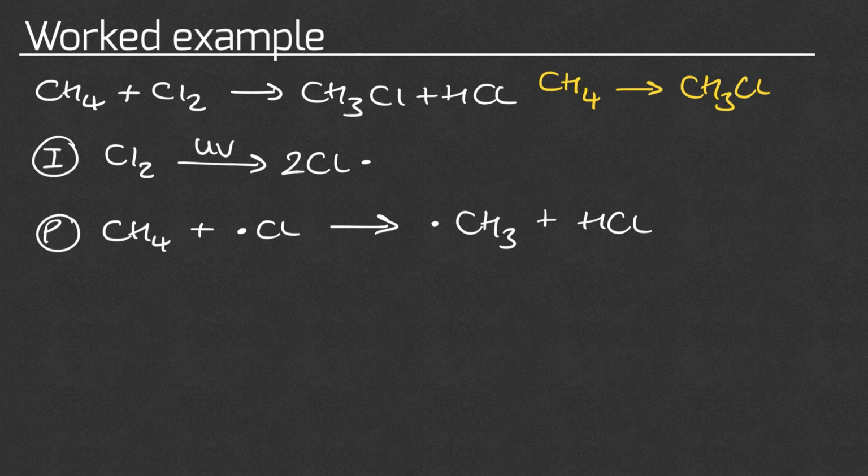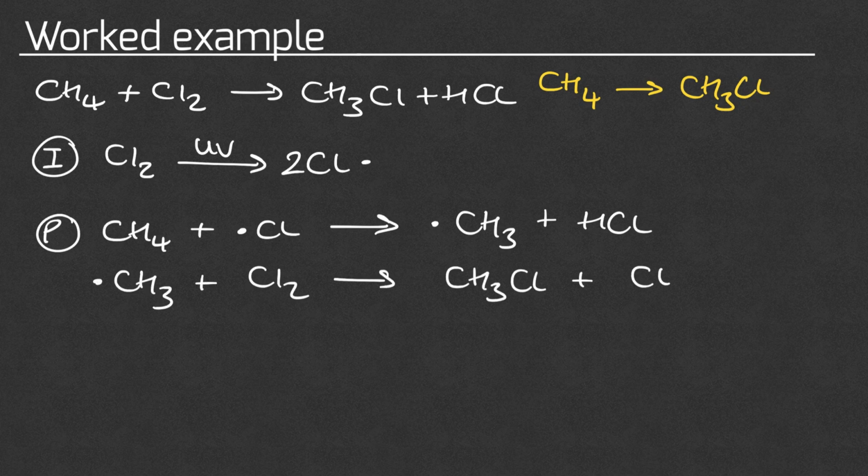We'll then write the two propagation equations for this process. The first of these being the chlorine radical removing a hydrogen from our alkane, giving us our alkyl radical and HCl. The second propagation equation being the alkyl radical removing a chlorine from a new chlorine molecule to form chloromethane and reforming the chlorine radical.